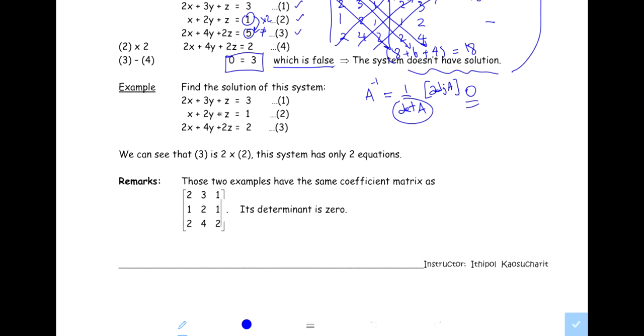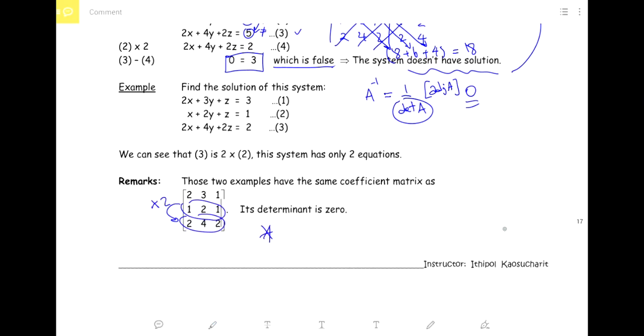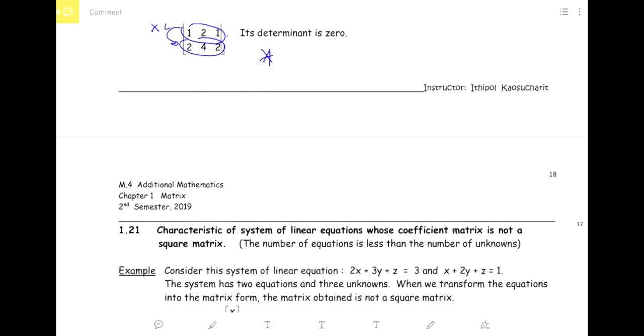Find the determinant of this system, and the determinant will be 0. If you see something like this, where the coefficients of the second row multiplied by exactly 2 give the coefficients of the third row, be careful about this. Don't waste your time. So that's all about case 1.